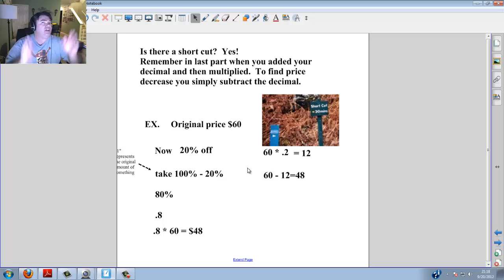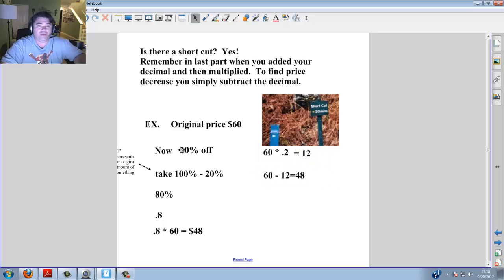Now, if it's 80%, just make 80% 0.8. Just take 0.8 times this 60 here. Go ahead and calculate it. Notice how it's 48. So you could go this way where you take 60 times 0.2 and get 12, and then you take 60 minus 12 and get 48.